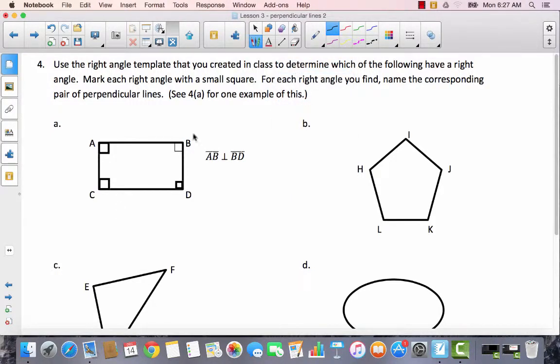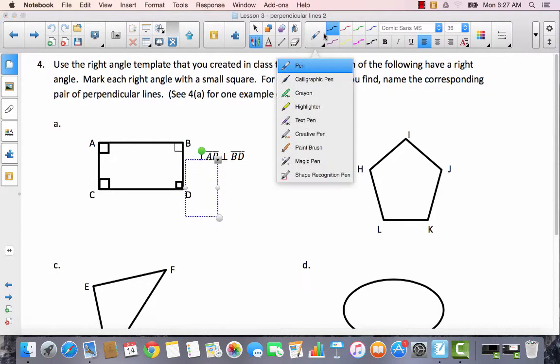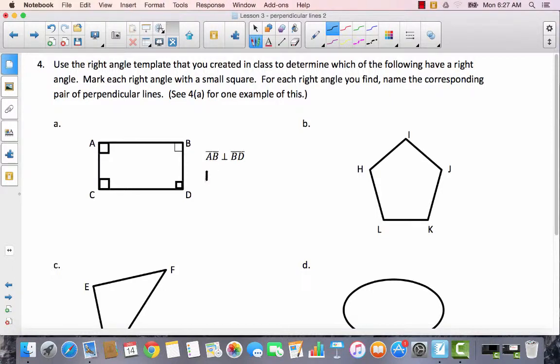So AB is perpendicular to BD, and line segment BD is perpendicular to line segment CD because these two form a right angle. And then line segment CD is perpendicular to line segment AC. This line segment is perpendicular to this line segment. And then line segment AC is perpendicular to line segment AB.